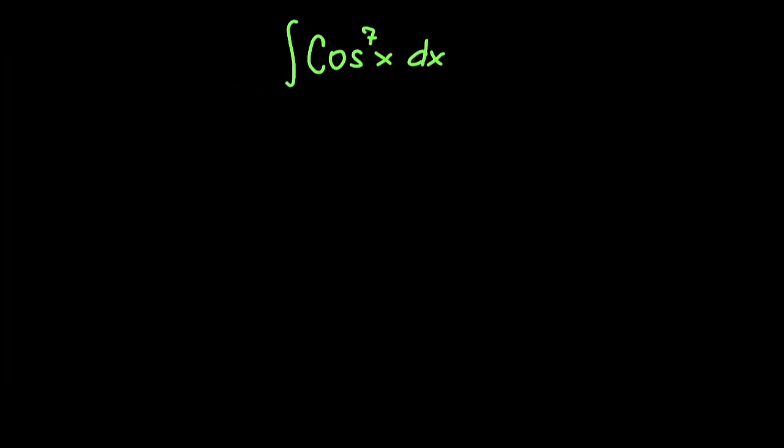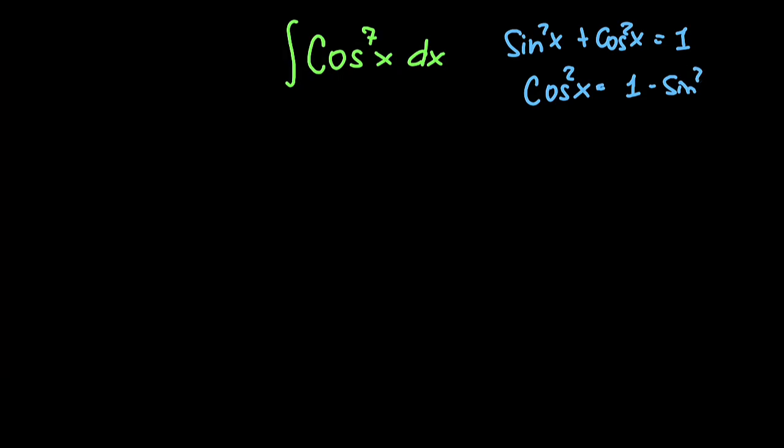Let us evaluate the integral of cosine to the power 7 of x. When dealing with cosine and your exponent is an odd number, use this trigonometric identity wherein sine squared of x plus cosine squared of x is equal to 1. Since what we have here is cosine, transpose sine squared to the other side, which makes cosine squared x equal to 1 minus sine squared of x.